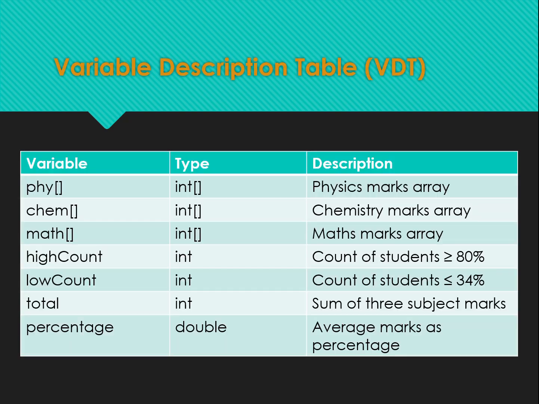This table helps us understand the variables used in our program. Arrays like phy, chem, and math store marks. Variables like total and percentage help us compute results. And high count and low count keep track of performance levels.